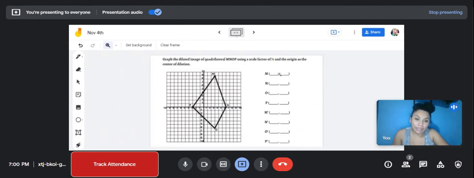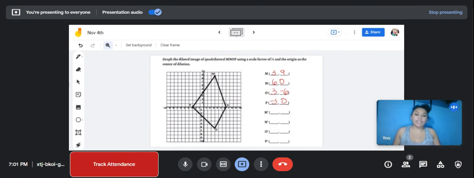You are going to be identifying what is M. M is, if I look at the points, 3, 9. I can go ahead and write 3 and 9. N is 6, 0. And I go ahead and I identify each one. O is 3, negative 6. And then P is negative 3, 0.